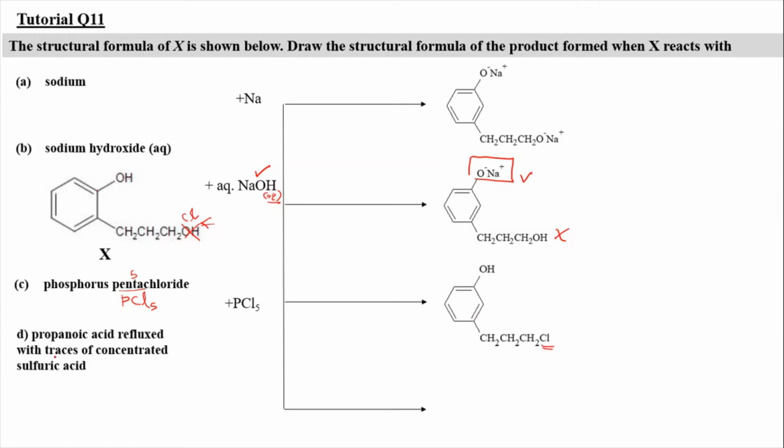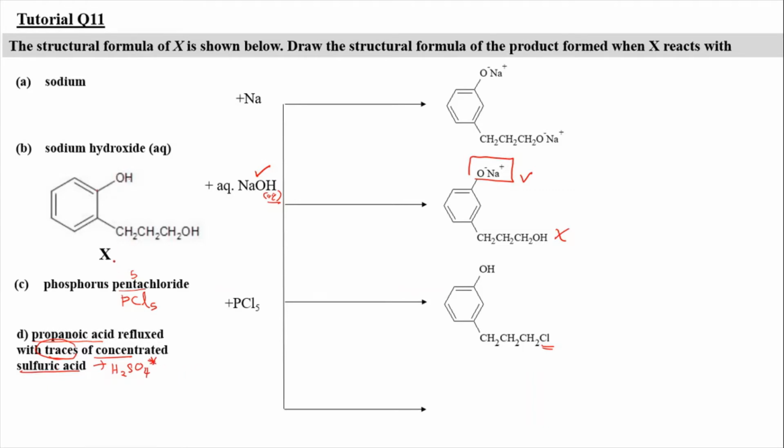Okay, now for the last part, which is part D, we're going to react the same structure, which is X here, with propanoic acid, reflux with traces of concentrated sulfuric acid. Okay, so the meaning of traces here is a very little amount. So you know that the concentrated sulfuric acid is going to act as a catalyst. Okay, this is super important to know.